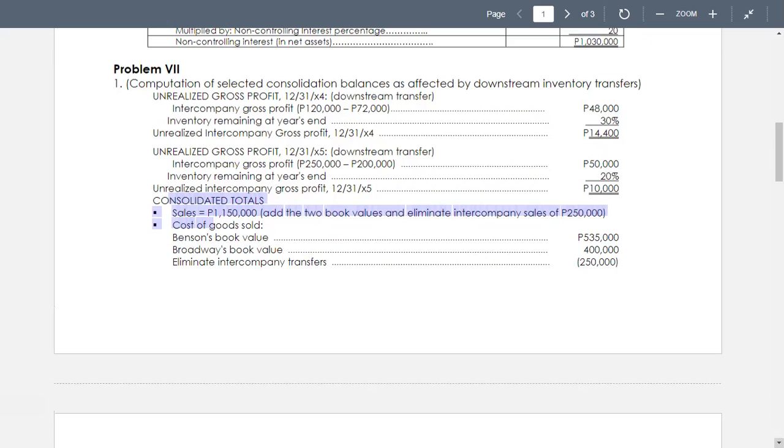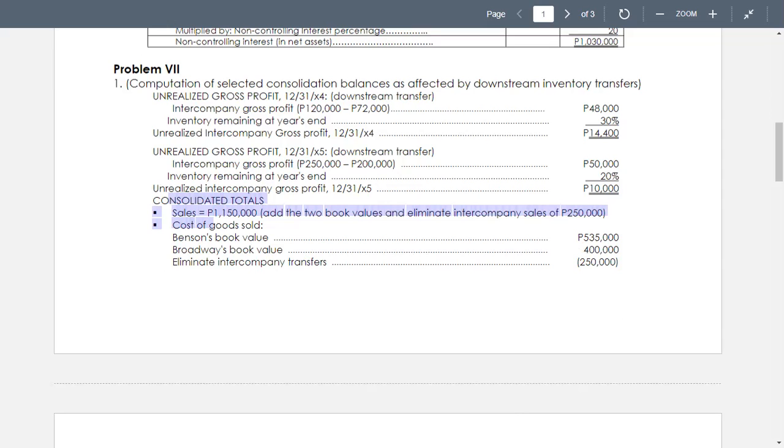Number 2, assuming that all intercompany transfers were made from BW to BB, determine the consolidated balances. So in other words, that would mean upstream, which is the reverse of downstream. Okay, let's now go to requirement number 1. We compute for the consolidated balances for sales. So we have now the computation of selected consolidation balances as affected by downstream inventory transfers.